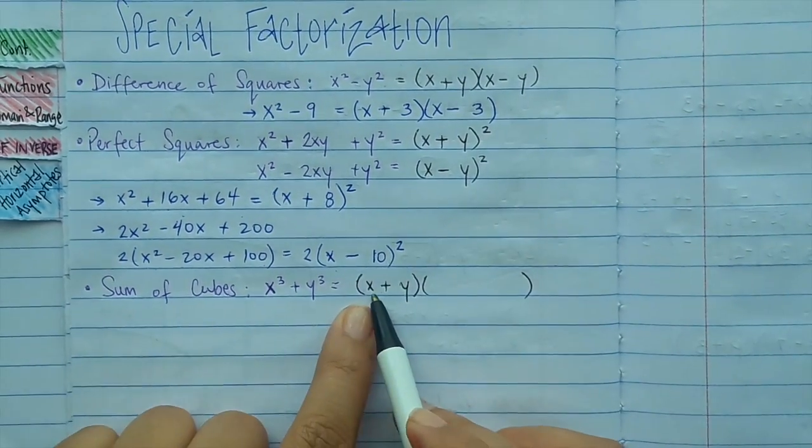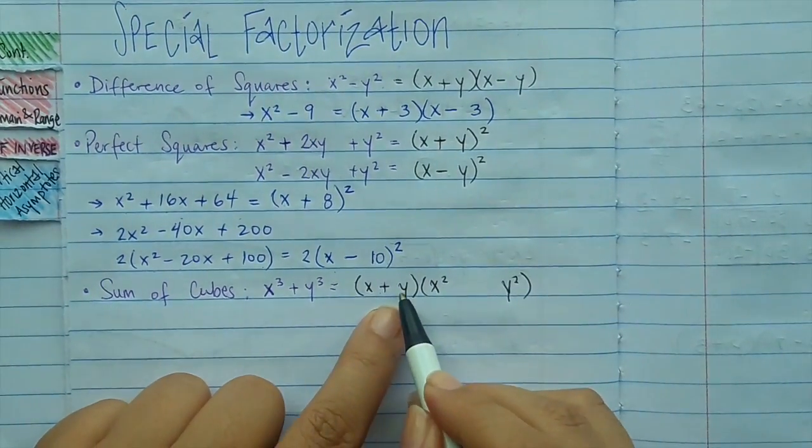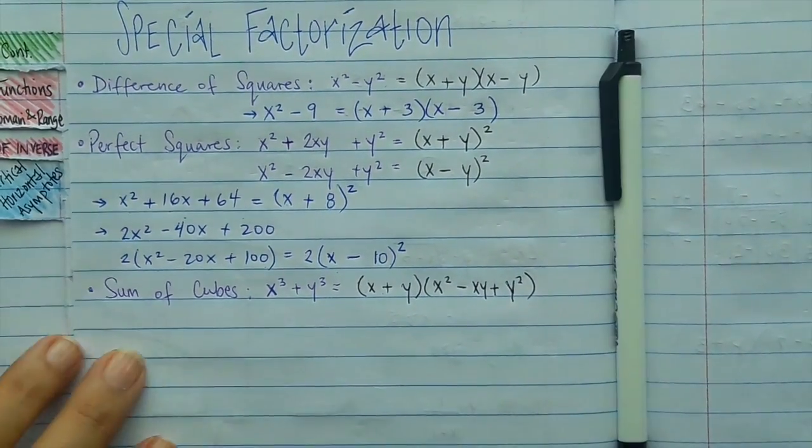So you're going to take the first term, x, square it, so that's x squared. Take the second term, square it, that's y squared. Then to get the middle, multiply them together, x y, and change the sign. So it's a plus, so it becomes a negative.